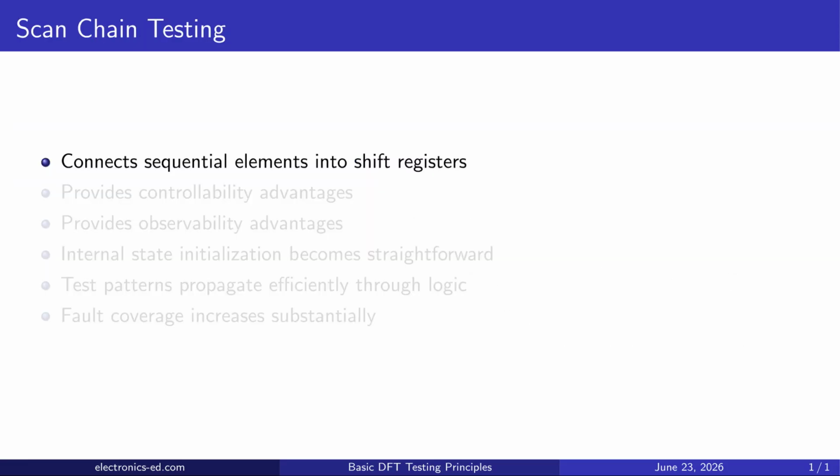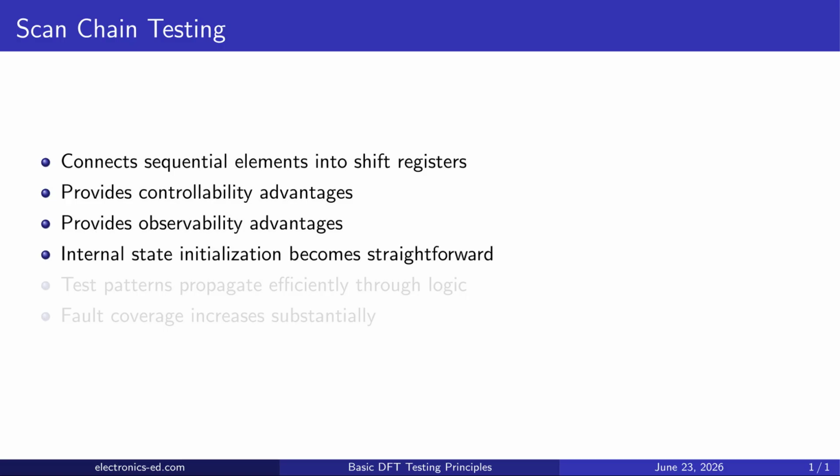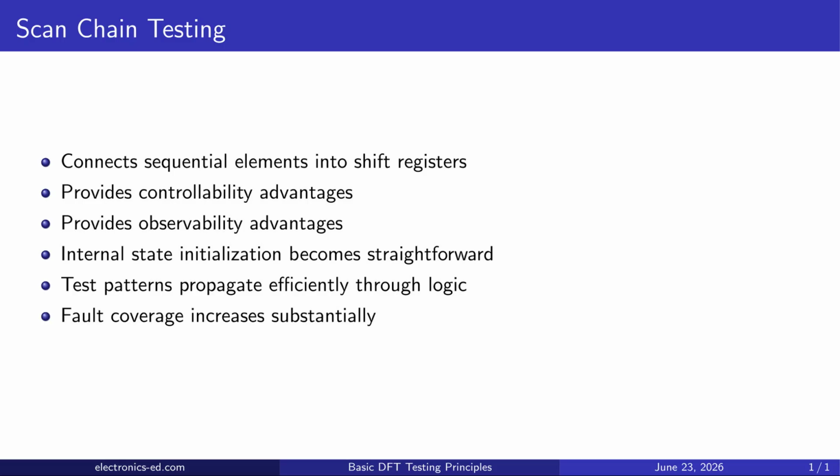Scan chain testing connects sequential elements into shift registers. This provides controllability advantages for testing. It also provides observability advantages. Internal state initialization becomes straightforward with this method. Test patterns can propagate efficiently through the logic. And fault coverage increases substantially.